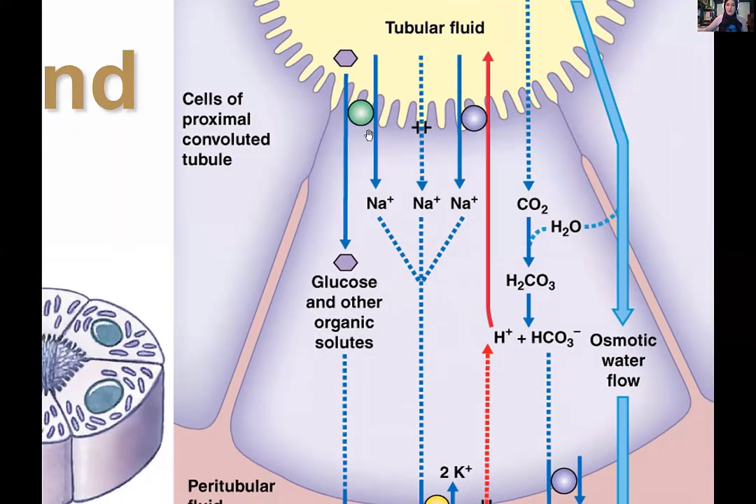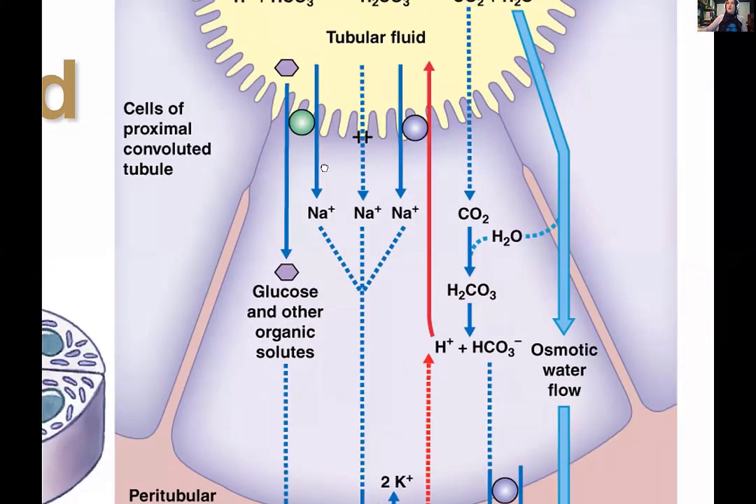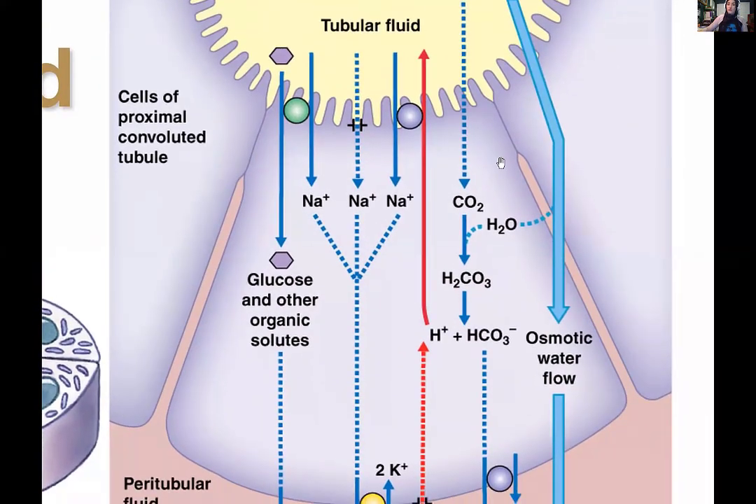So that's actually how this co-transporter works. This doesn't spend any ATP, but it uses the steep sodium gradient to also successfully transport glucose and other organic molecules from the tubular fluid into the cell and then into the capillary. So it piggybacks on the sodium gradient and capitalizes on it to move something else.